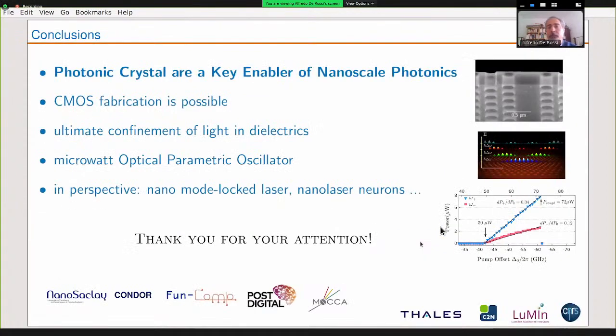So let me go to the conclusion. There is one conclusion. The conclusion is, in my opinion, that you have to take photonic crystals seriously, because they can be a key enabler for nanoscale photonics. And there are a few reasons for that. CMOS fabrication is possible. They provide an ultimate confinement of light in dielectrics. As an example, we demonstrated a microwatt scale optical parametric oscillator. And there are many new devices in perspective. And with that, I thank you for your attention.